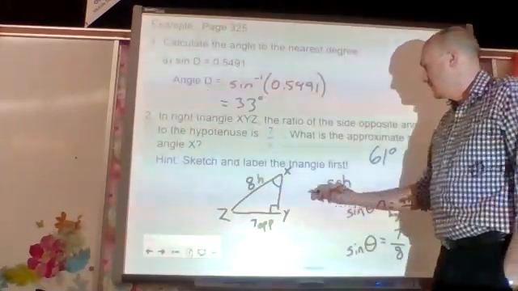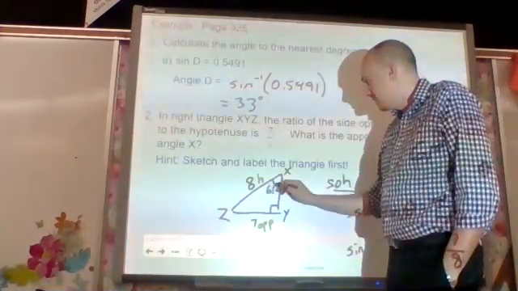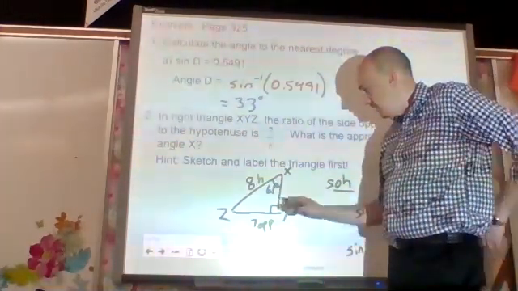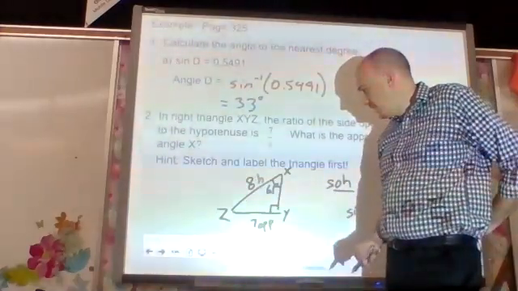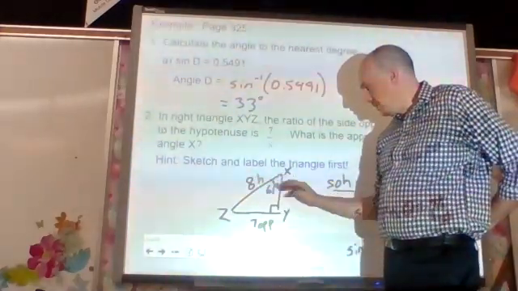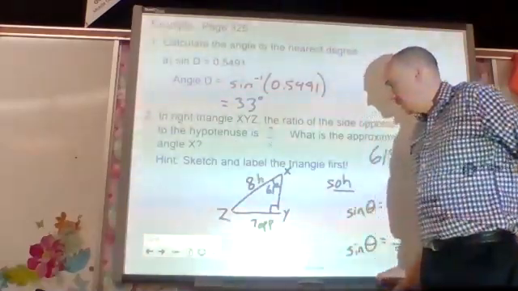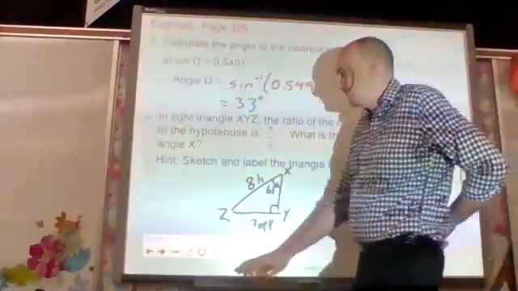61 degrees, which makes sense, right? This is almost as big as that, so this is probably a large angle. Indeed it is.